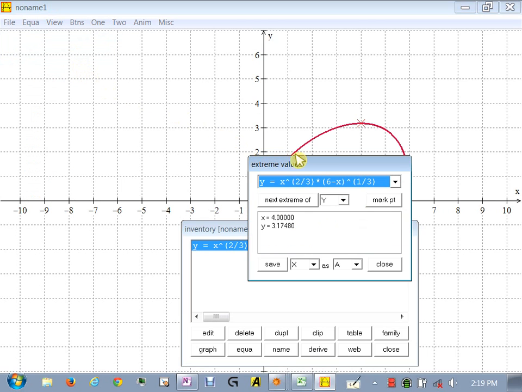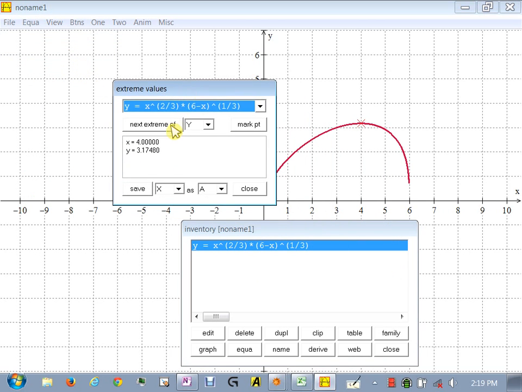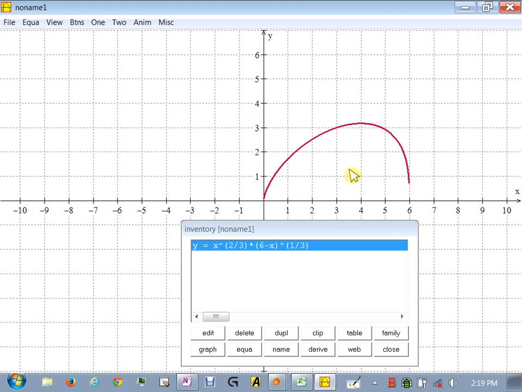Here we go. You're both wrong. 3.17480. Okay, all right, so we get the idea. And then the next one happens at what, 6? So this was a good example of where the graphing calculator, well, some graphing utilities, actually fell short.